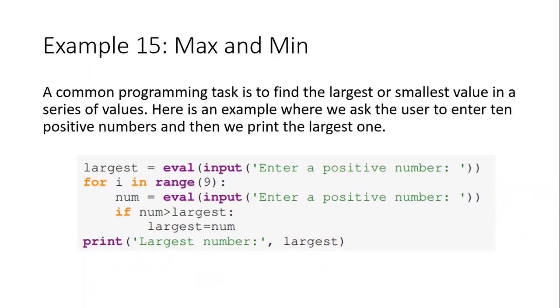Nine inputs. Only 9? Yes, this range function runs 9 times, so it takes 9 inputs. Then how about this one? The for loop takes 9 inputs, but before coming to the for loop, you take another input. Therefore, altogether it takes 10 inputs. Is that clear?